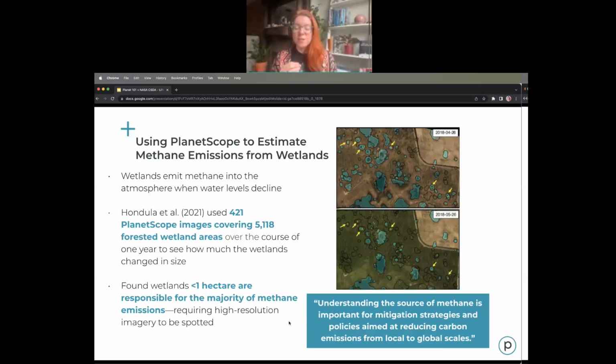And they found that these very small wetland areas are responsible for the majority of methane emissions in the areas that they were looking at, and they weren't resolvable at some of the lower resolutions like Sentinel-2, for example. And so any estimates that are being made on those lower resolution data sets might be severely underestimating the amount of methane emissions that are coming from these smaller wetland areas.